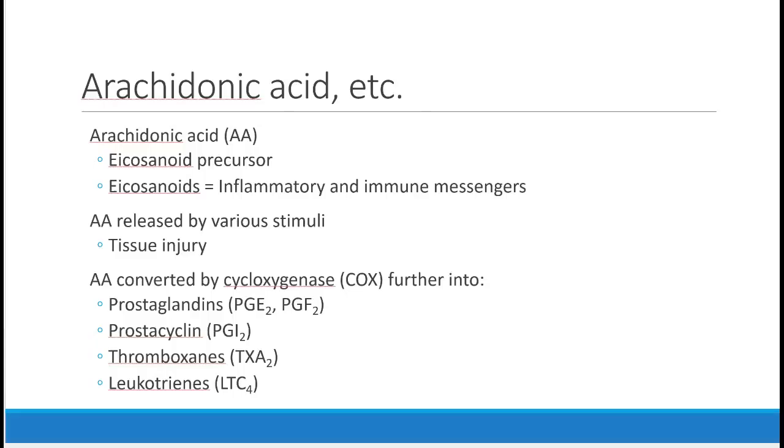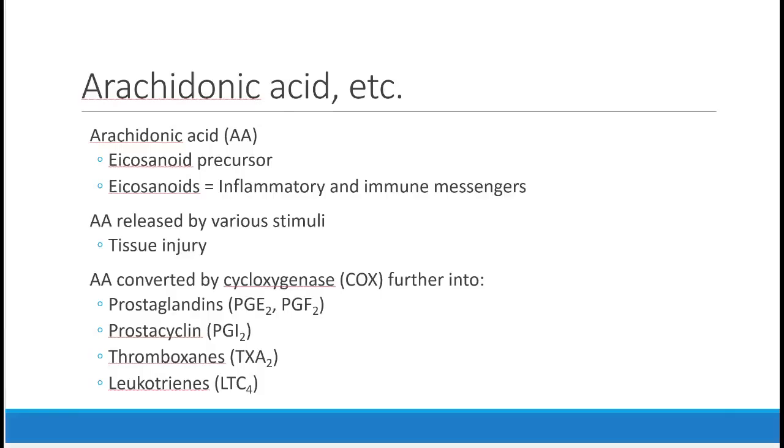The NSAIDs work by decreasing different inflammatory mediators within the body. And it all starts with arachidonic acid. So arachidonic acid is the body's precursor to eicosanoids. And eicosanoids are basically just inflammatory and immune messengers. And there's a bunch of different ones.